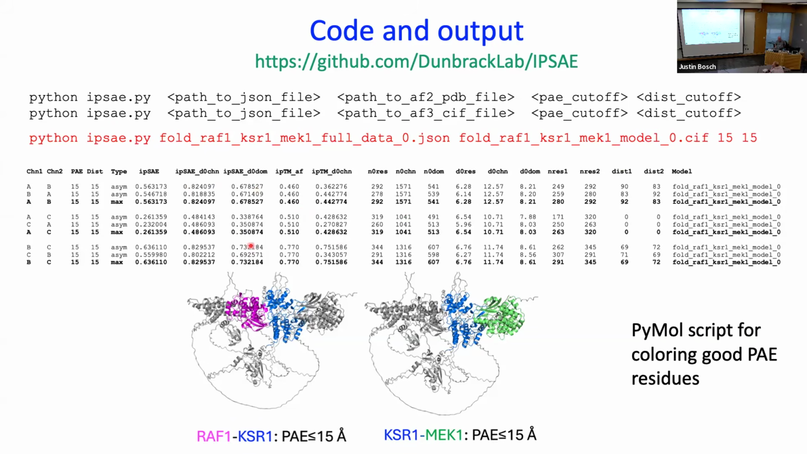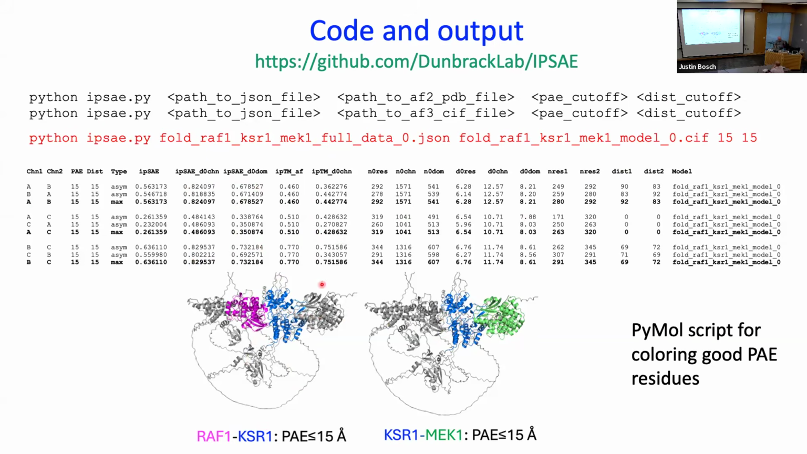It's not actually in this chart, but it's in the current version of the code. And there's a PyMOL script that outputs this. You run it, and there's a little alias that says color AB, and it colors all the residues in each of the 2 chains that have good PAEs with respect to the other chain. So for RAF1 and KSR1, chains A and B, you see that interaction. For KSR1 and MEK1, there's a good interaction.